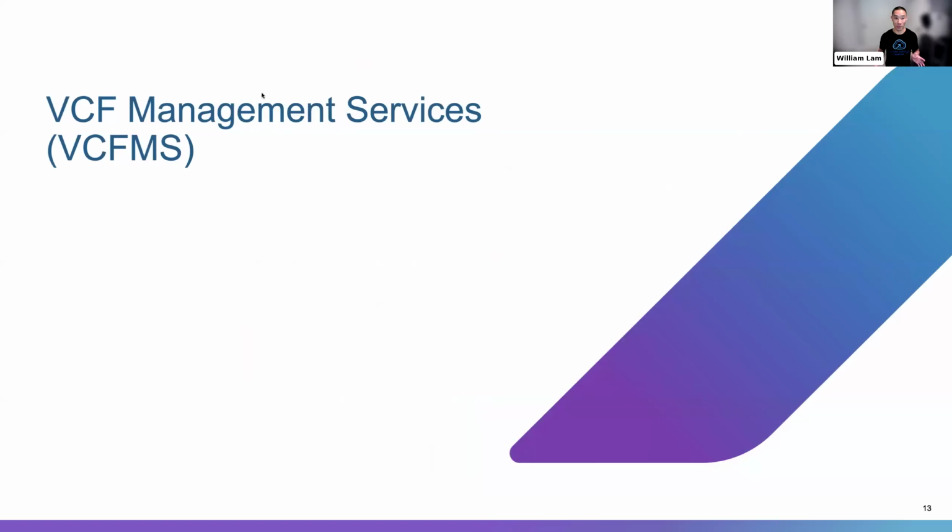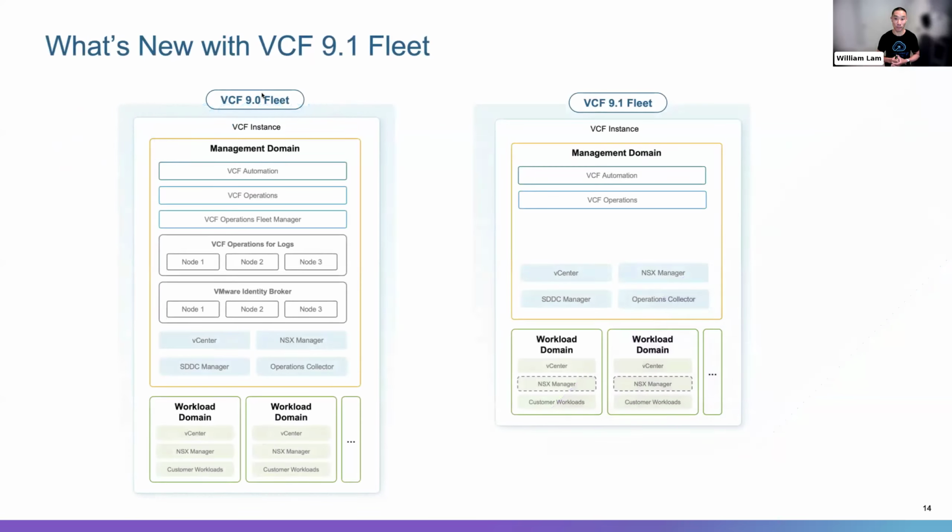Now, you've probably heard a lot about this new VCF management services. So we'll spend a little bit of time talking about how this influences the new architecture and what its purpose is in terms of this 9.1 change. So what's new with 9.1? You'll see on the right-hand side, it looks very similar to what we started with in the 9.x architecture. But a big change here is a couple of new components that we are introducing in 9.1.